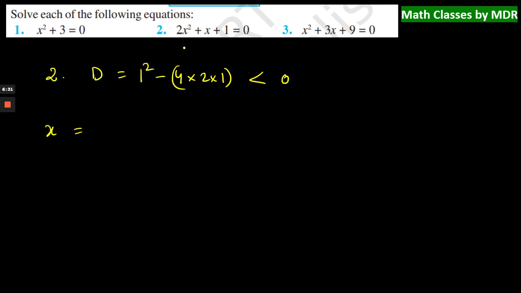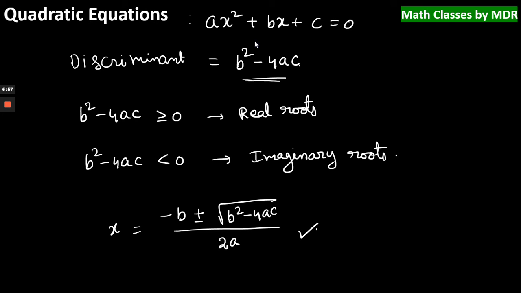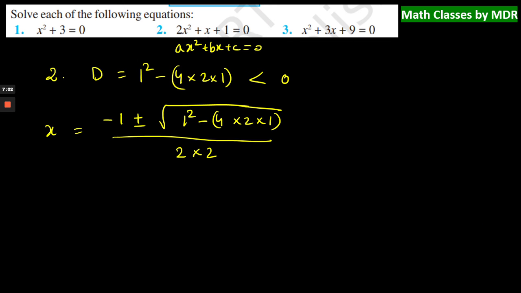You just compare this with ax squared plus bx plus c equals 0. A is 2, b is 1, c is 1. Therefore, x equals minus b, which is minus 1, plus or minus root of b squared, 1 squared, minus 4 into 2 into 1, that is 4ac, divided by 2a. What is 2a? 2 into 2. Just now I have shown this, right, the value of x is minus b plus or minus root of b squared minus 4ac by 2a for ax squared plus bx plus c equal to 0. So when a equals 2, b equals 1, c equals 1, we have to substitute here.